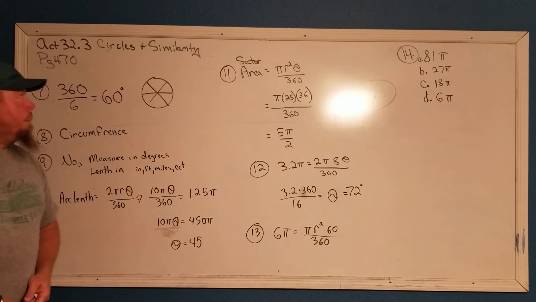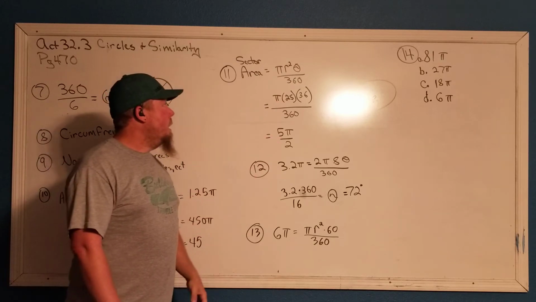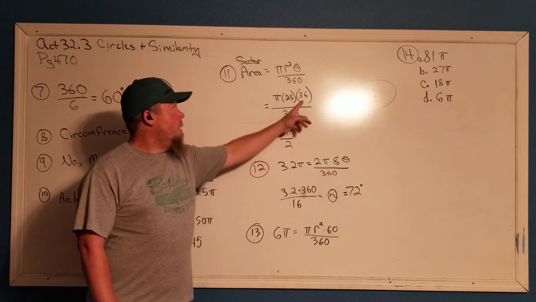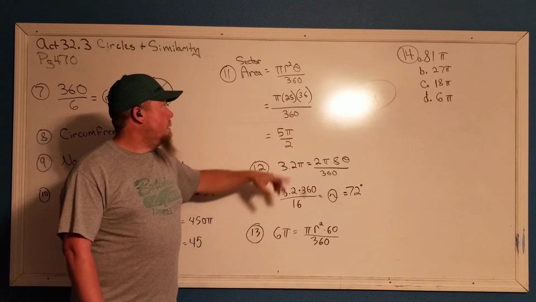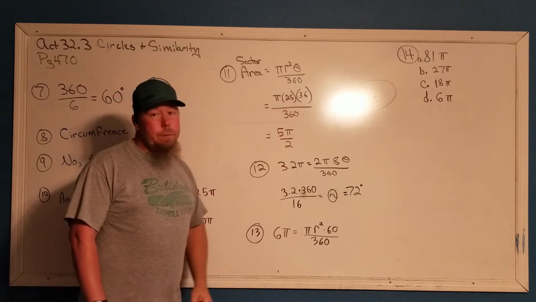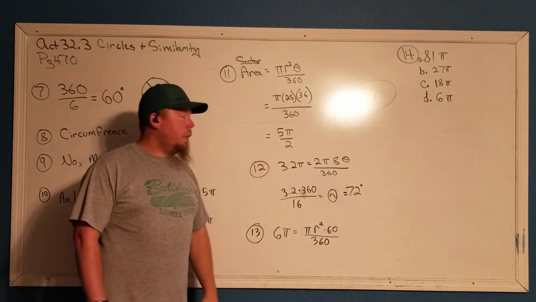Number 11, sector area, we use the formula and then we plug in the values they give us. They give us that the radius is 5, so the radius squared would be 25. The degrees is 36 degrees and it's over 360. You do the math and reduce that, 36 over 360, you get a 10 down here, 25 over 10 reduces to 5 over 2. Okay, so hopefully you're good with that. If you want to match up your decimal answer, you're welcome to put that in the calculator.